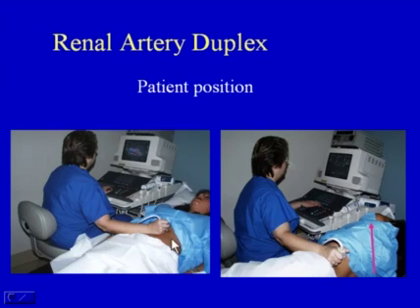Here are some examples. Here's the anterior approach with the patient resting comfortably. Here's the lateral decube position. You can notice that the arm is extended up over the head to open up the space between the hip and the rib cage. It's also important to notice the technologist position. This is a demanding exam, and the technologist should remain comfortable.